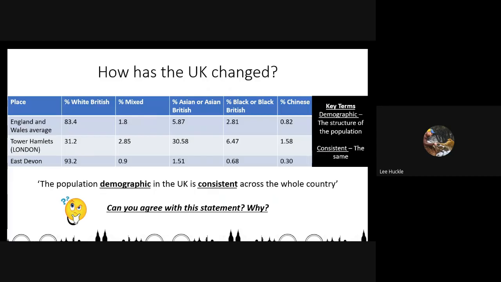And we'd have posed this statement, this question to you. The population demographic in the UK is consistent across the whole country. Can you agree with this statement and why? And you'd have looked at that set of data and you'd have come up with some reasons why it could be classed as consistent and why it definitely isn't consistent. And you used the data and the locations to back up your points.